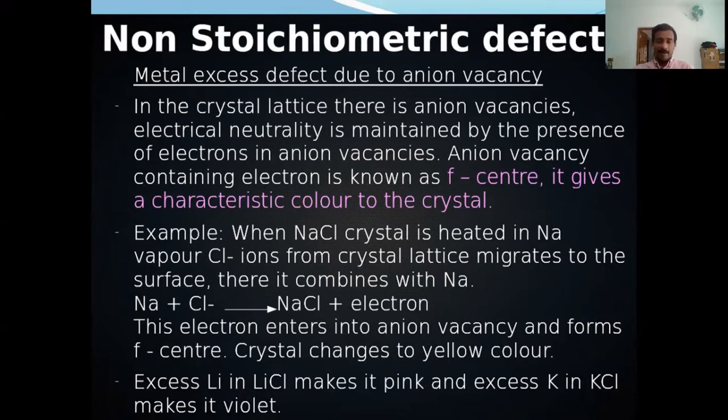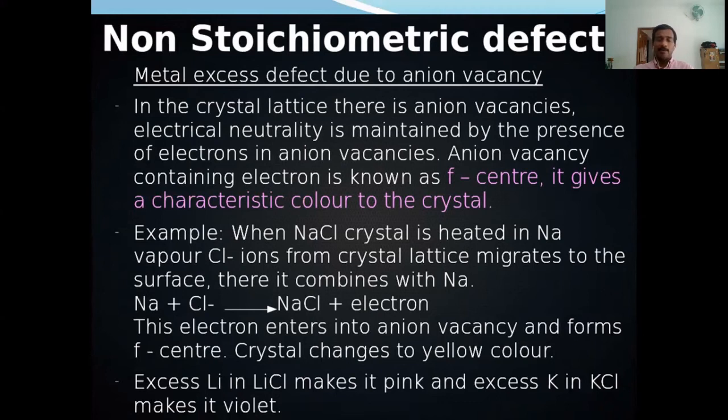We can make it clear by taking an example of sodium chloride. When a sodium chloride crystal is heated in sodium vapor, Cl- ions from the crystal lattice migrate to the surface. There it combines with the sodium. Cl- alone migrates from the lattice point to the surface of the crystal, and there it combines with the metallic sodium according to the equation given below. See the equation: Na + Cl- gives NaCl + electron. Then on the surface, one electron is free. That electron enters into the crystal lattice and occupies the anion vacancy, and it forms an F center. Then the sodium chloride crystal will change to yellow color.